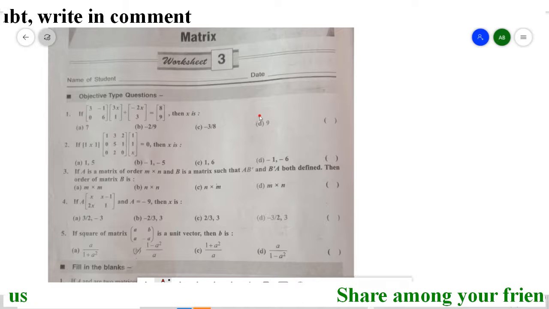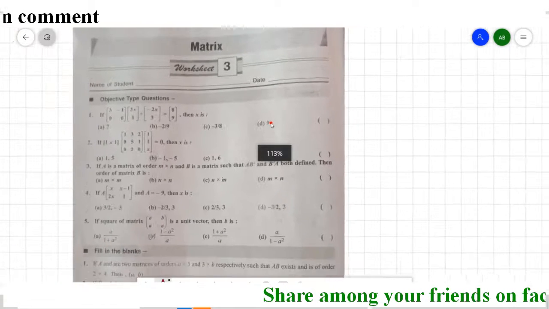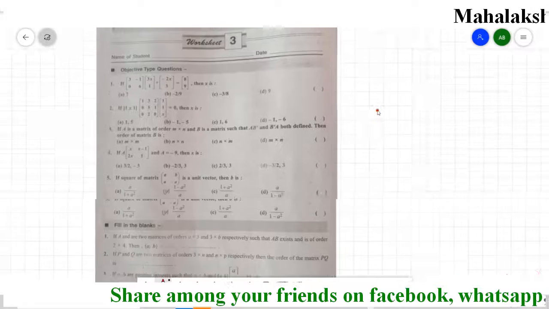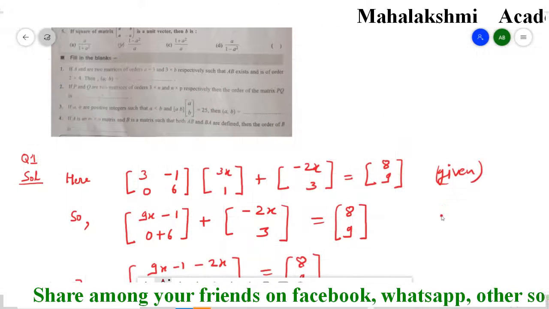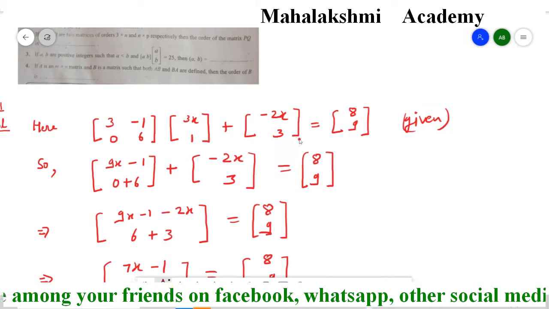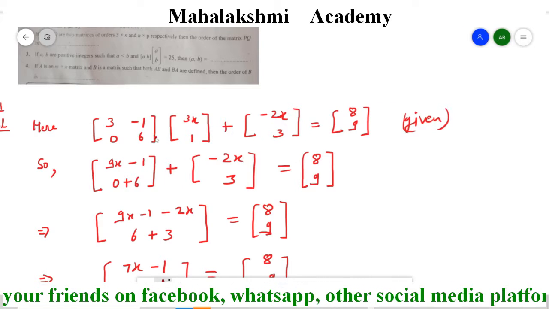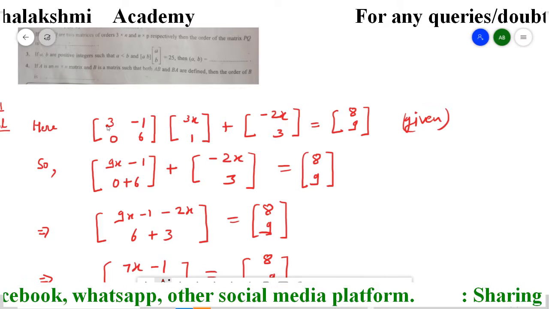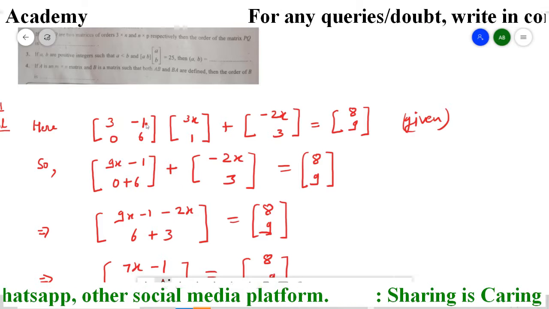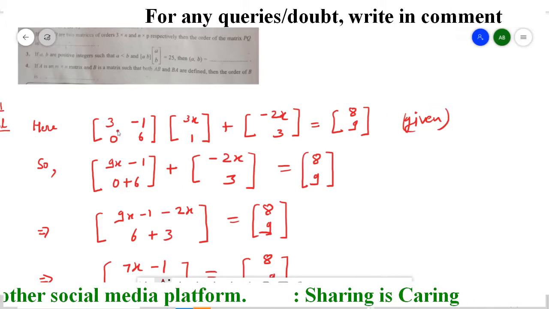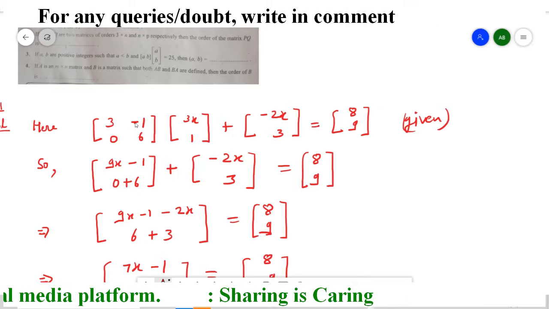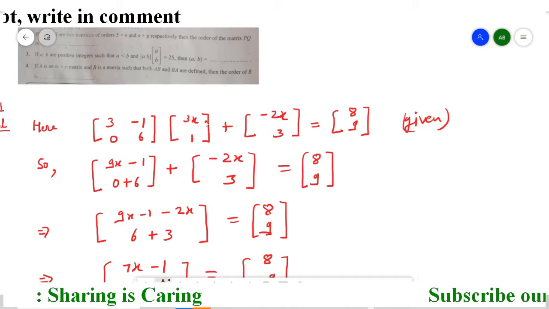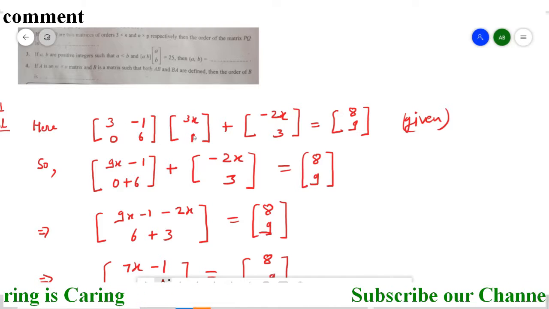So I already solved it. I'll show you the solution. See the solution here. I wrote whatever was given to us, and first we have to multiply these two matrices. First we multiply the first row of the first matrix by the first column. So 3 multiplied by 3x is 9x, and then minus 1 multiplied by 1 is minus 1. Since there is no other column in this matrix, the first row and first column work is finished here.